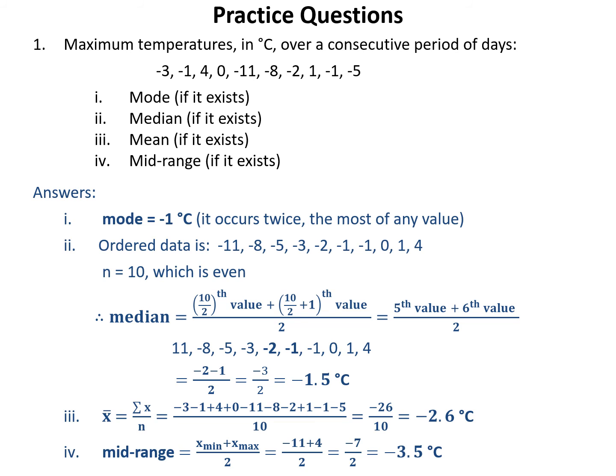Finally, to do the mid-range, we're only interested in the minimum and maximum values, which we have already seen through the ordering are minimum of minus 11 and maximum of 4. So we simply add those and divide by 2. Minus 11 plus 4 all over 2 is equal to minus 7 over 2, which gives us a mid-range equal to minus 3.5 degrees Celsius.